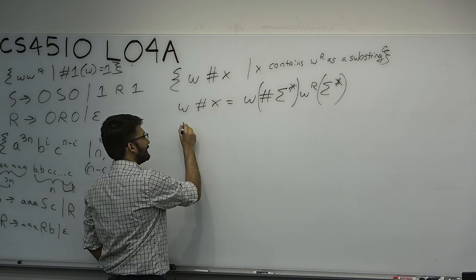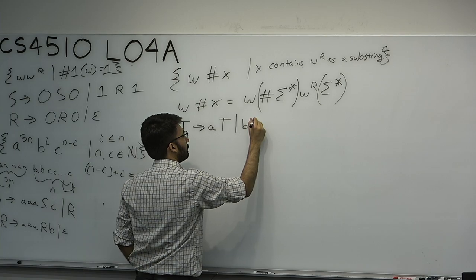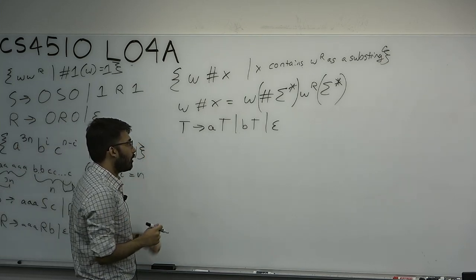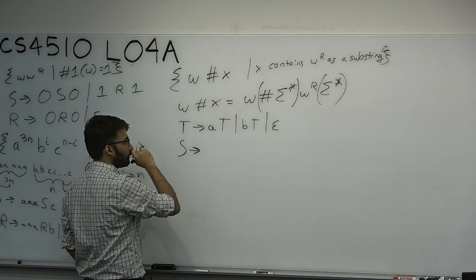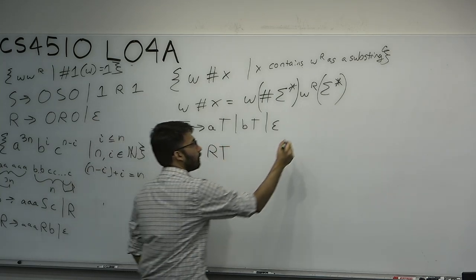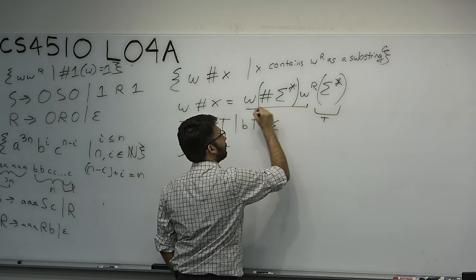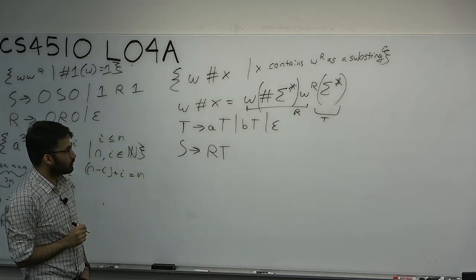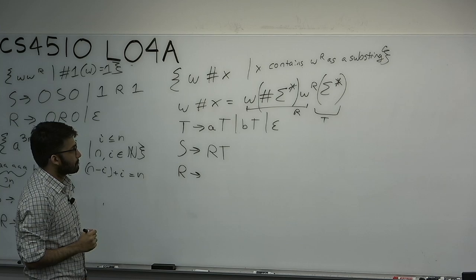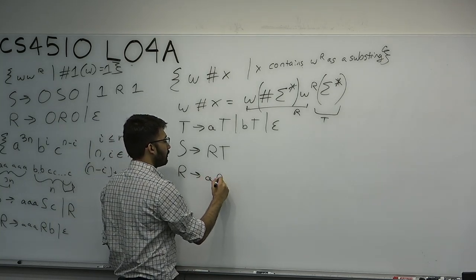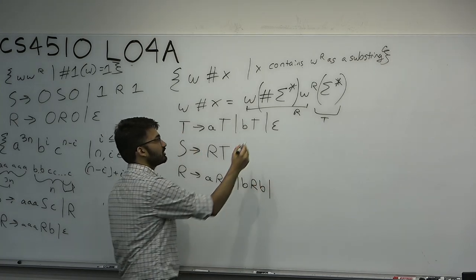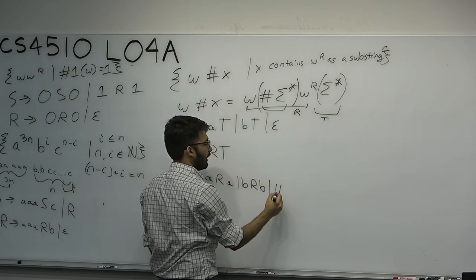So let me first do sigma star. Let's say T goes to A T, B T, or epsilon. So T produces sigma star. Then I can reference T wherever I want. Now S goes to T R T, where I want this to be T and I want this to be R. Now I can build R. R is going to go to A R A or B R B, since it's W and W reverse. And eventually I want a stopping condition, which is the middle part, that's quite literally just hash T.